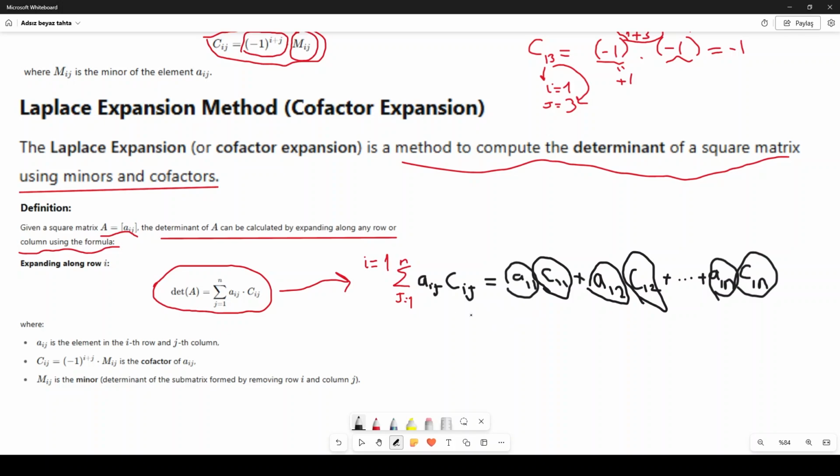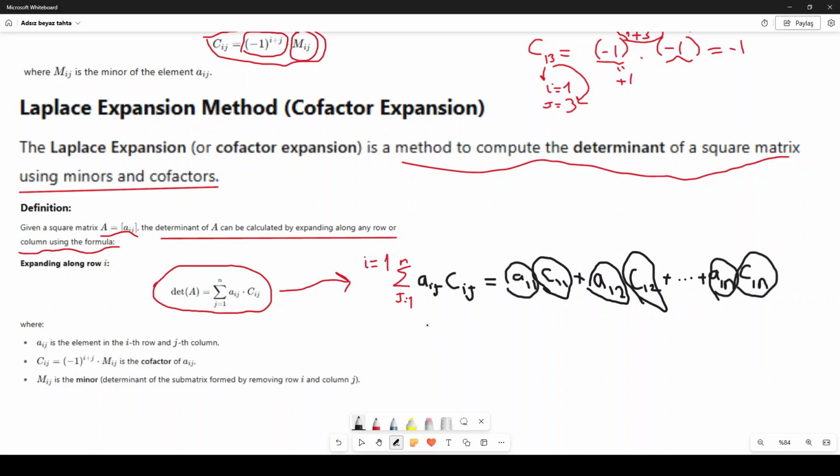If I take i equal to 2, then the only thing that changed here is that we take the value of i equal to 2, and we compute the determinant by using the second row. And if I take the nth row, then i is equal to n. So that's the only change. But the value of the determinant is the same, regardless of our choice of rows or columns.